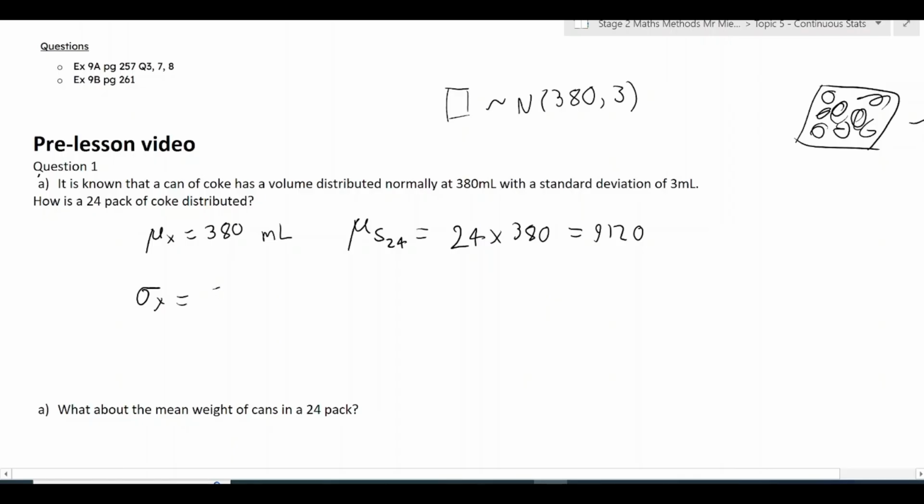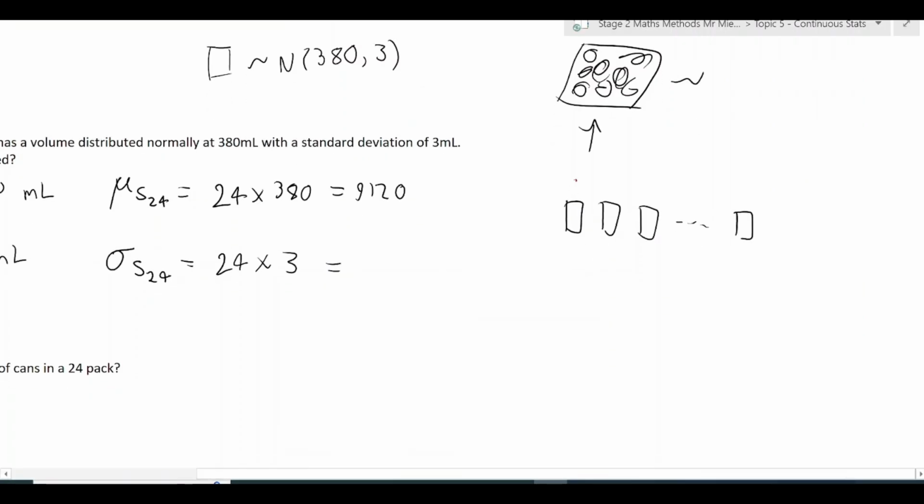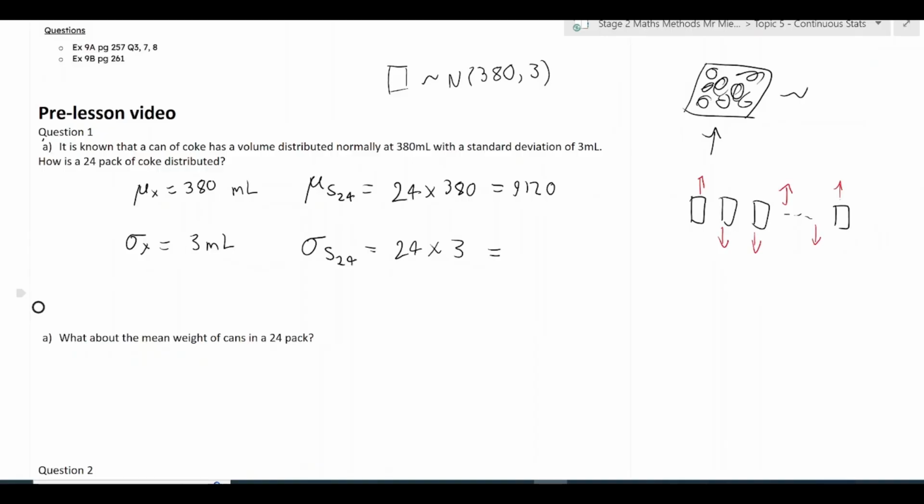The standard deviation of a can of Coke is 3 mils, but for the standard deviation of S24, you might expect it to be 24 times the old standard deviation. But it's not actually that. You can imagine this is going to be a lot more spread out. There's a lot more variance because there's a lot more cans. But the cans that go up and down will cancel each other out a little bit. So there's not going to be as much variance as a single can times 24.